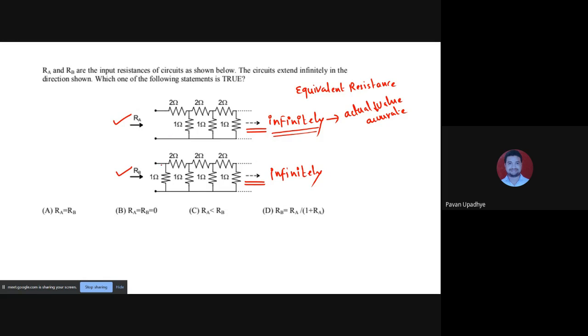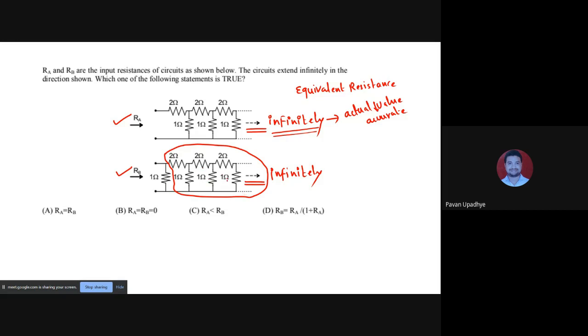If you look at RA and RB carefully, look at RB. RB is 1 ohm in parallel with 1 ohm in parallel with this circuit. Okay, 1 ohm in parallel with this circuit.